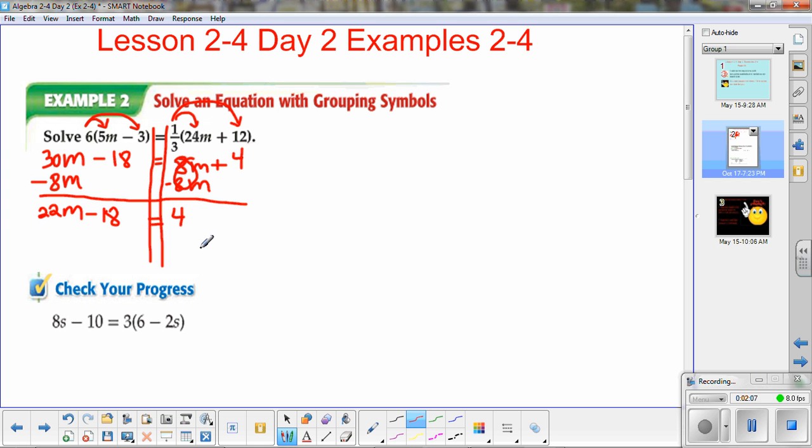Now it's an even simpler equation of 22m minus 18 equals 4. To get the m by itself, I'm going to get rid of the minus 18 by adding 18 to both sides. On the left side, we will still have 22m. The minus 18 plus 18 is 0, and 4 plus 18 is 22. Now the last thing we need to do is divide both sides by 22, so we end up with 1m. When we do that, we end up with m equals 1.